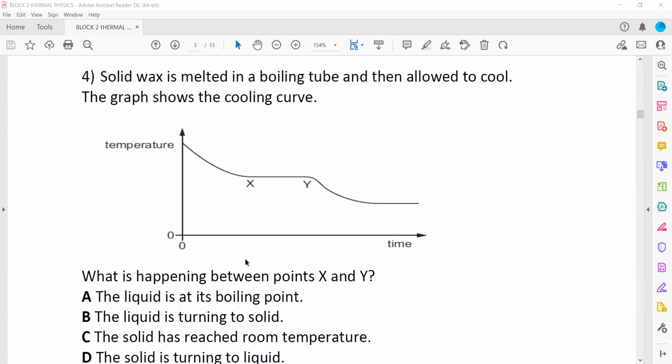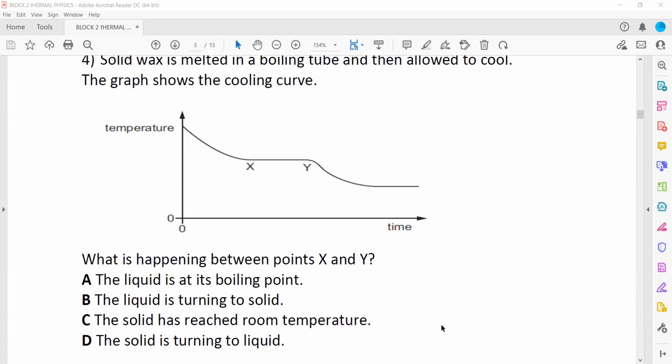A solid wax is melted in a boiling tube and then it is allowed to cool. The graph shows a cooling curve. What happened between point X and point Y? So we have to first label the graph. Whenever the temperature is not changing, it means the state is changing. So here, the solid wax is melted, turned to liquid, and then the liquid will cool down. So here we'll have liquid. Here liquid is turning into solid, and here we'll have solid.